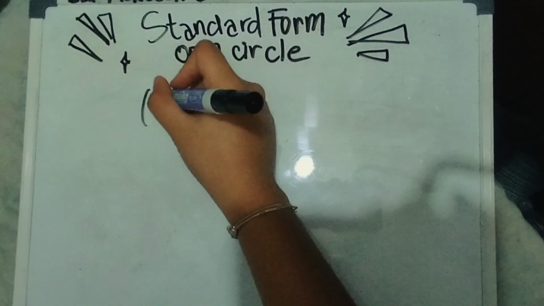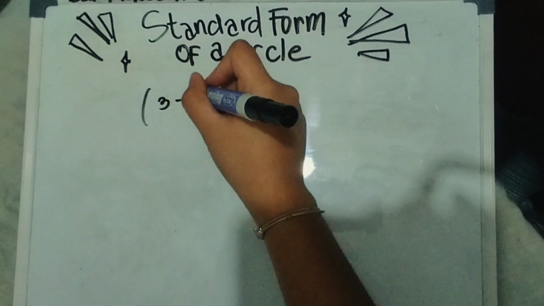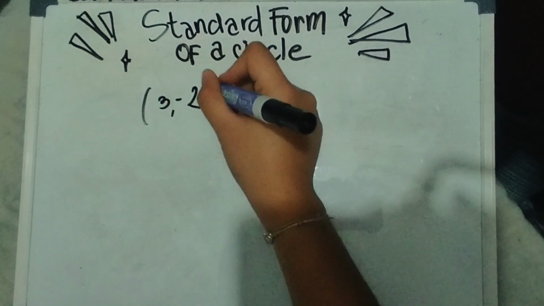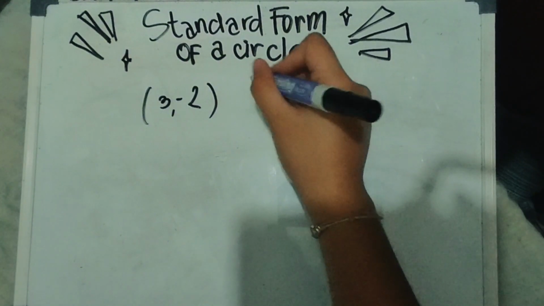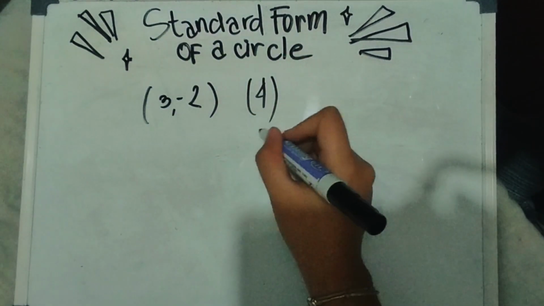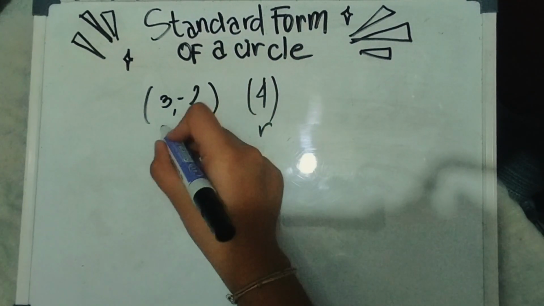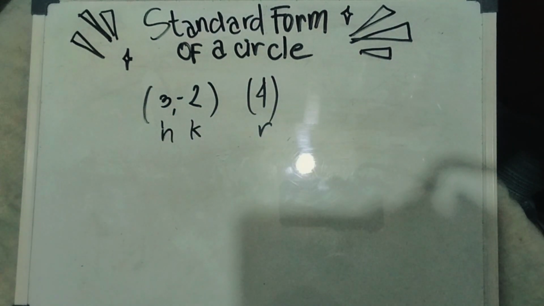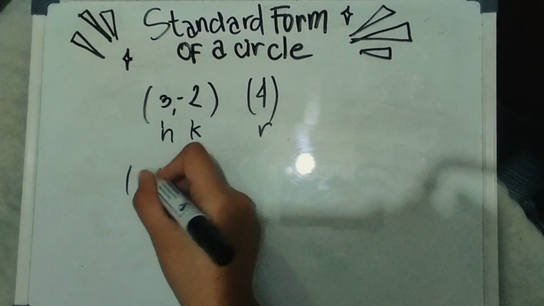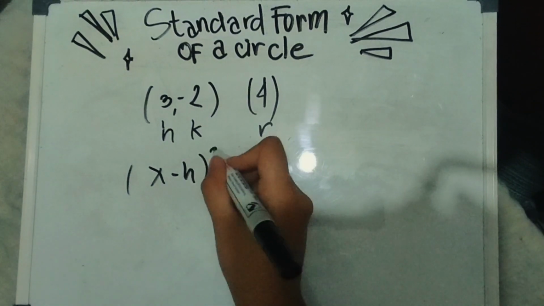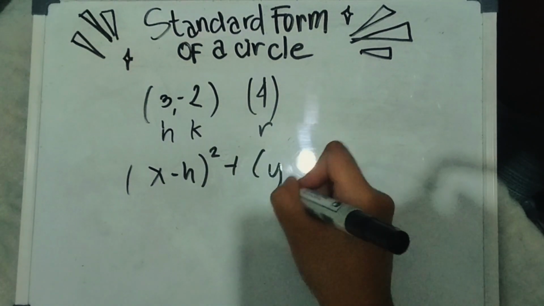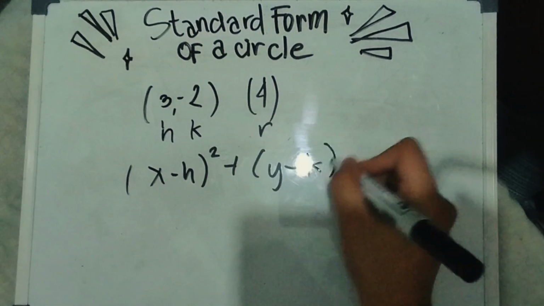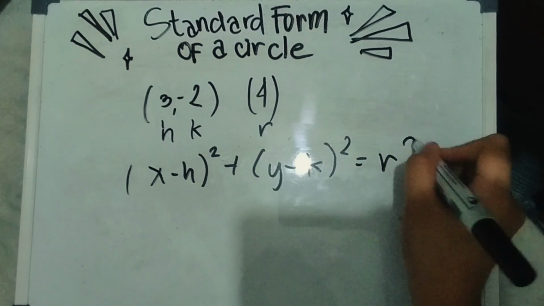How to solve standard form. Step 1. Recall the formula. X minus h squared plus y minus k squared equals r squared. h, k is the center of the circle, r is the radius. Our center for this example is 3 and negative 2, and our radius is 4.